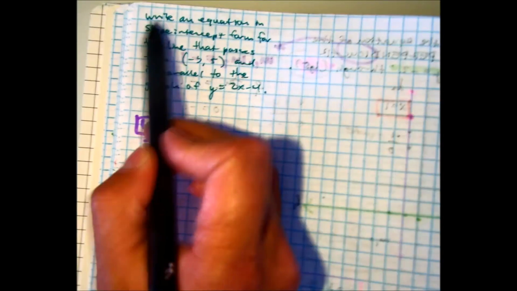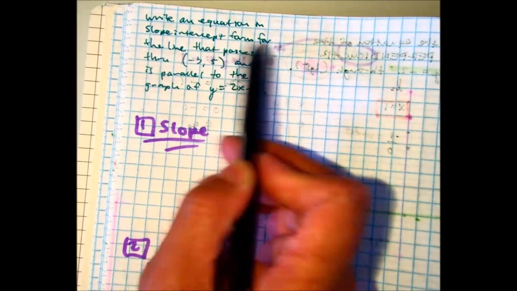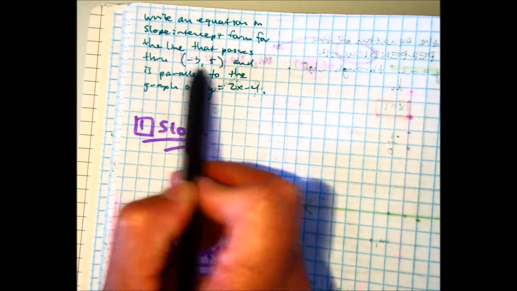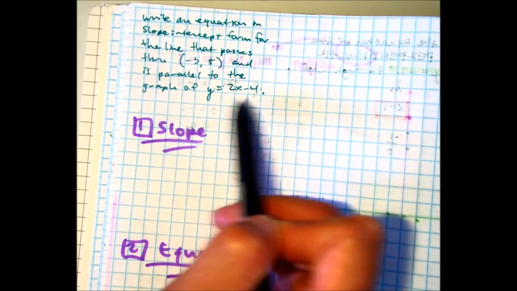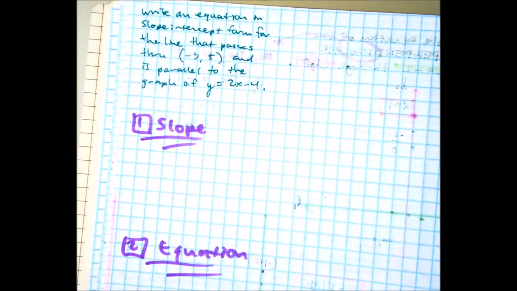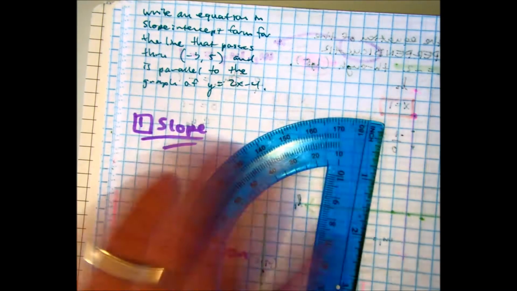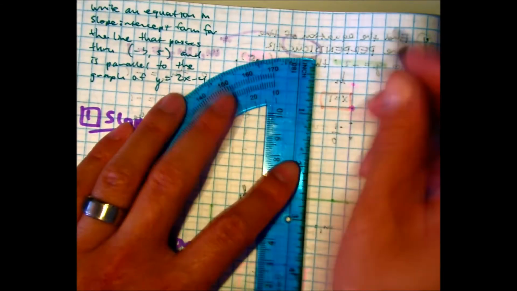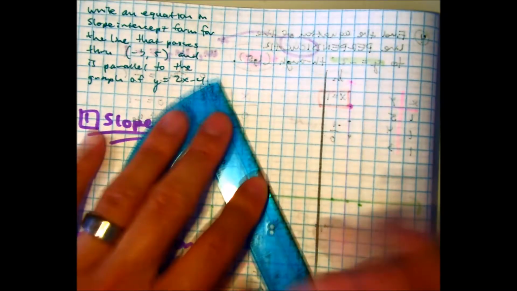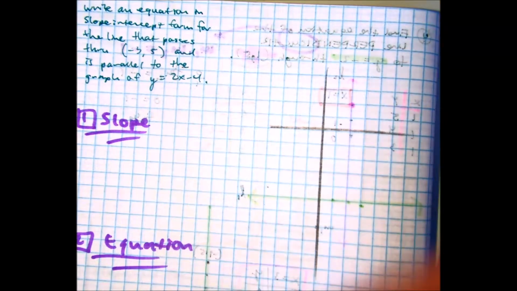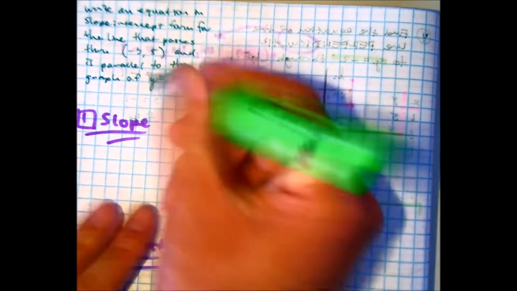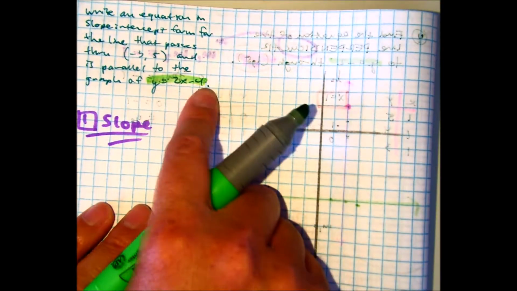This problem tells us to write the equation in slope-intercept form for the line that passes through (-3, 5) and is parallel to the graph of y equals 2x minus 4. So just to give myself a visual, I'm going to graph the problem. I'm going to graph this one first: y equals 2x minus 4.